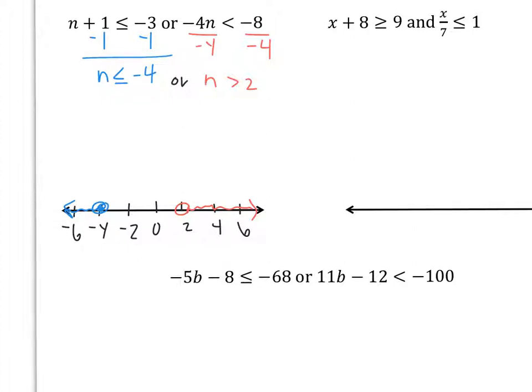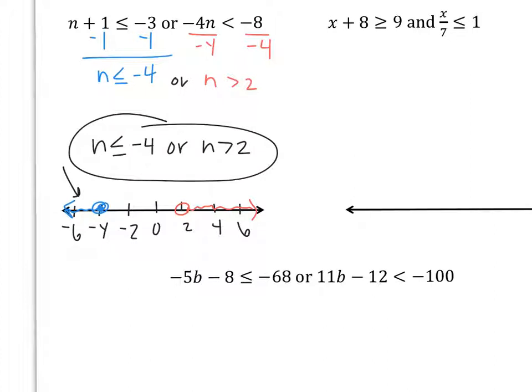So how I write my answer is just n is less than or equal to -4, or n is greater than 2, and I'm telling my reader that, hey, you could have an answer here or here. It just can't be any of the numbers in the middle, which are not shaded, because that's not part of our solution set.